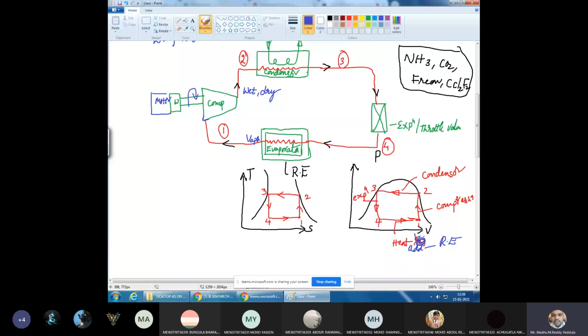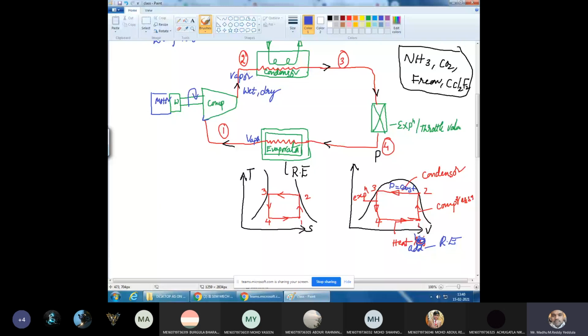The compressor sucks the low pressure, low temperature vapor from the evaporator, raises its pressure and temperature, and supplies it to the condenser. Now the 2 to 3 process. What is constant here? Pressure is constant. The vapor refrigerant at high temperature and pressure comes out of the compressor. The state of the refrigerant entering the compressor is vapor, and leaving the compressor it is also vapor.